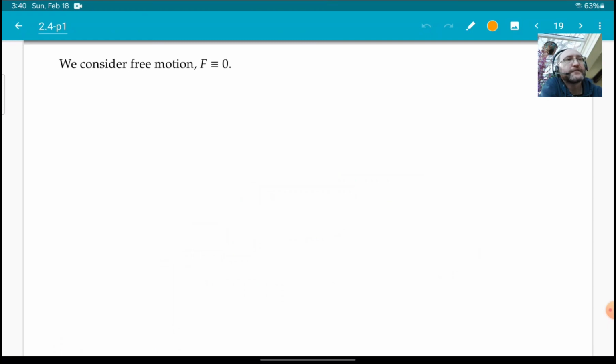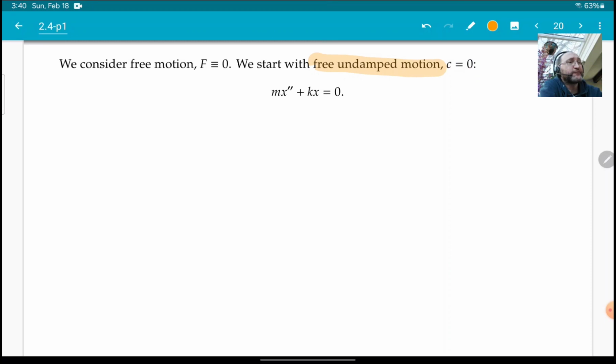And so we'll consider just free motion, meaning, as I said, f is identically 0. What we'll start with is free undamped motion. The damped motion we'll leave for the next lecture. This time we're only going to look at c equals 0, so there's no c times x prime in this equation. So we're going to study this guy.